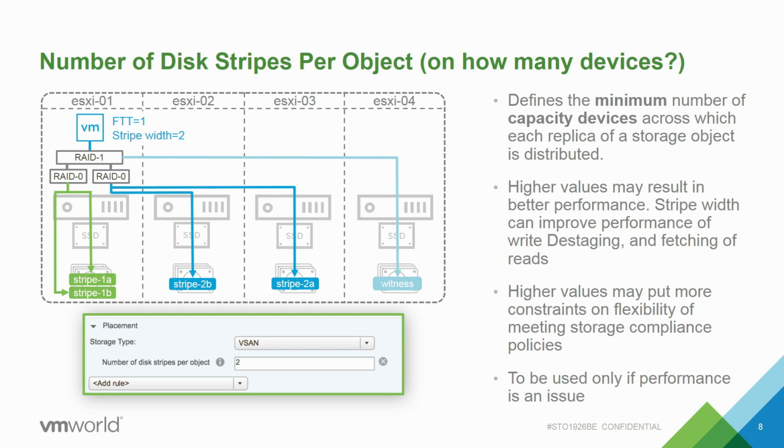Now, number of stripes per object. As I mentioned, this is going to create a RAID 0 type construct. In some cases, those stripes may be across different capacity devices within the same host or the same disk group. In other cases, it may end up striping out to other capacity devices in completely different hosts.